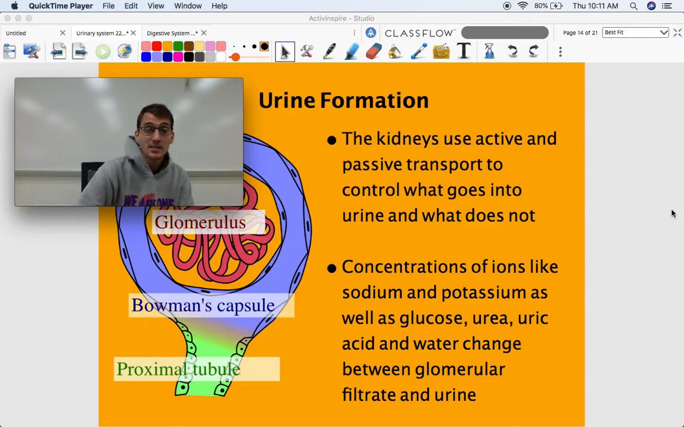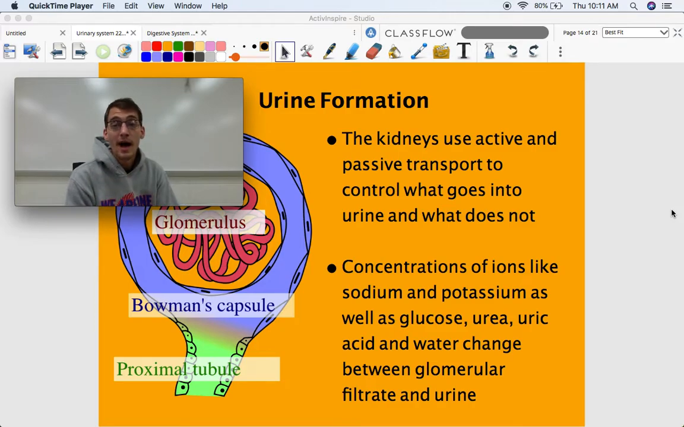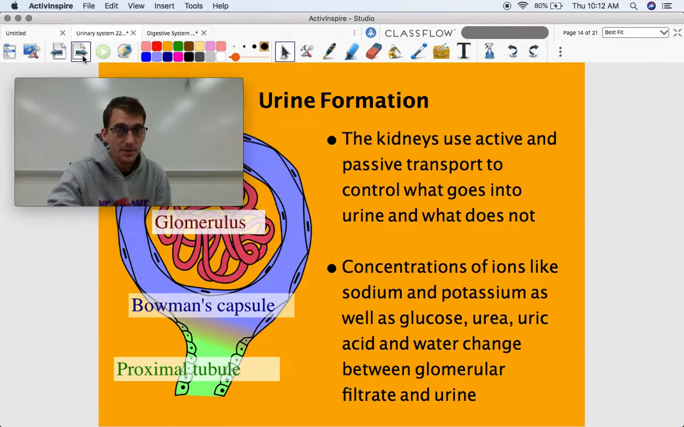Okay, so concentrations, meaning the relative amount per volume of ions like sodium and potassium, as well as things like glucose, urea, and uric acid, and water, they change between glomerular filtrate and the urine. So what is filtered out from the glomerular capsule and the glomerulus is actually different in composition than what comes out of your pee, right? Because some extra stuff is thrown in through secretion, and some stuff is kept in the body through tubular reabsorption, right? So it's not like we want to get rid of everything that the glomerulus filters out.